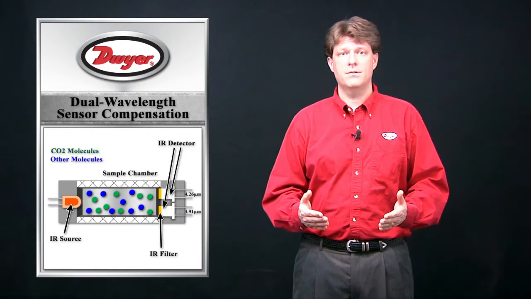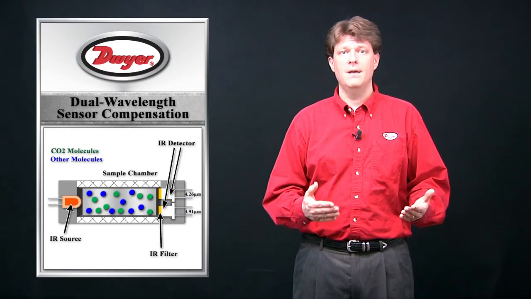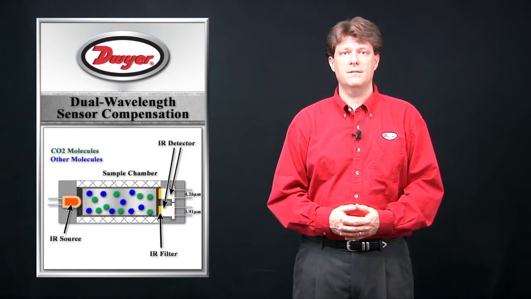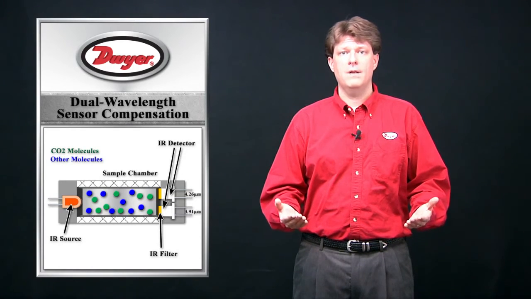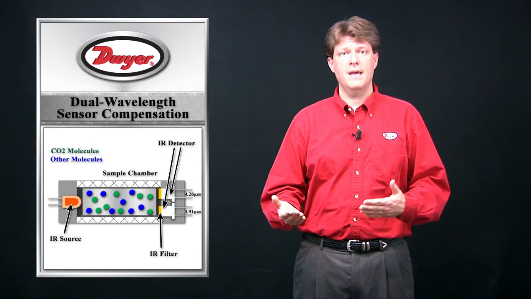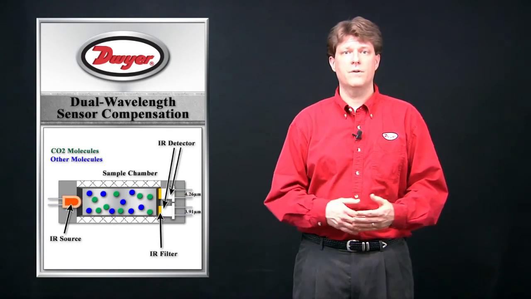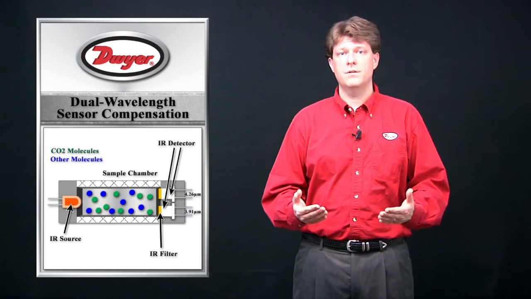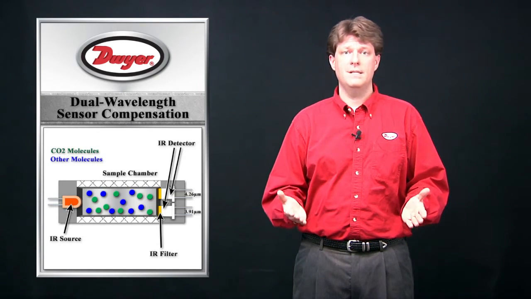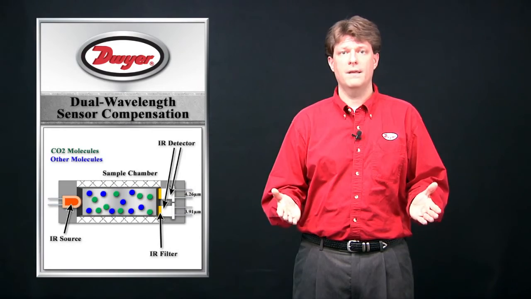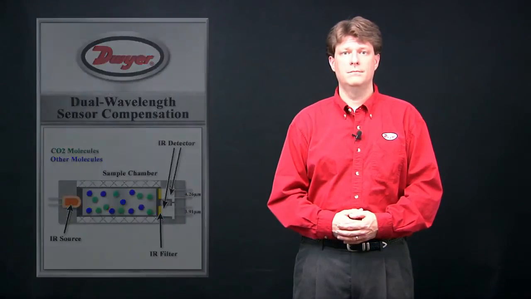Dual wavelength sensors use a reference light wavelength that is unaffected by the sensed gas. As the infrared light source changes over time, the gas measurement can be compensated accordingly, eliminating sensor drift errors. Dwyer series CDT, CDTR, and CDTA all have dual wavelength sensor compensation.